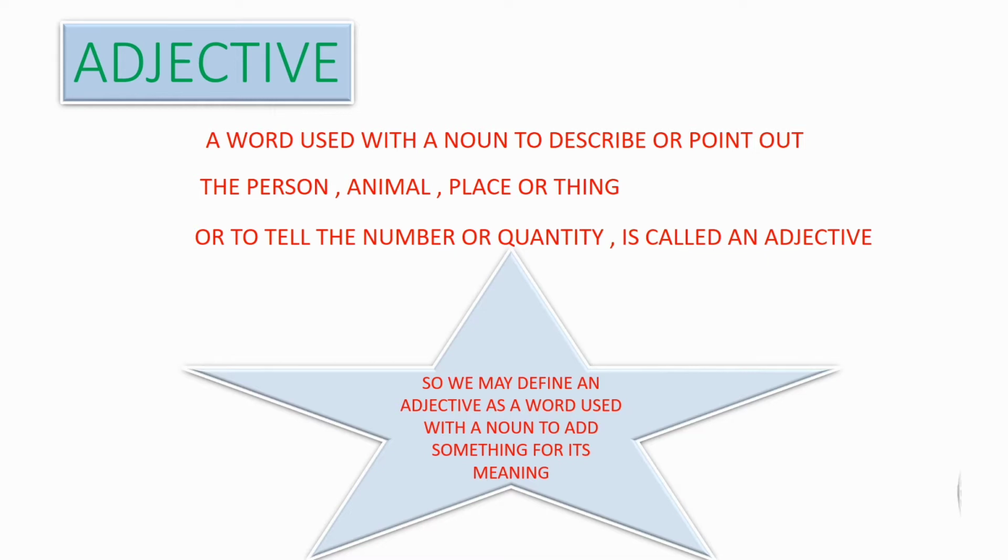So an adjective is a word which modifies or gives more information about a noun or pronoun. Simply we can say an adjective is a word used with a noun to add something to its meaning. So we can say easily that an adjective is a word which means added to.